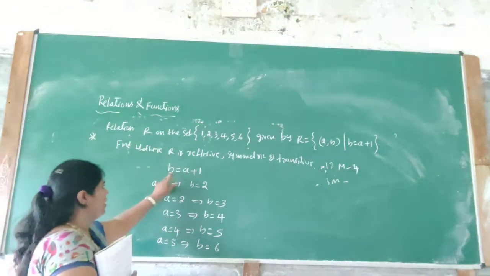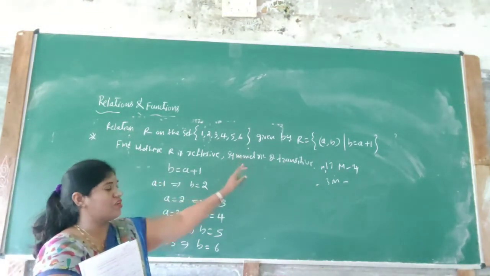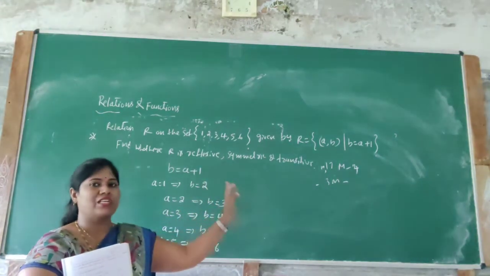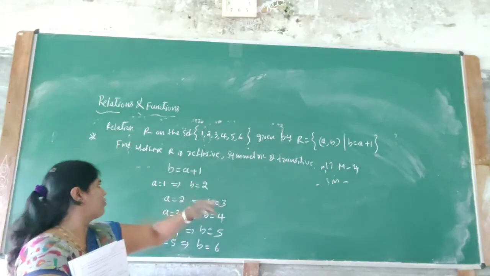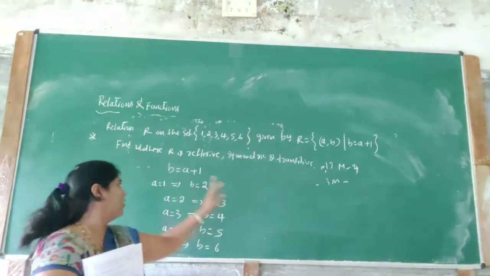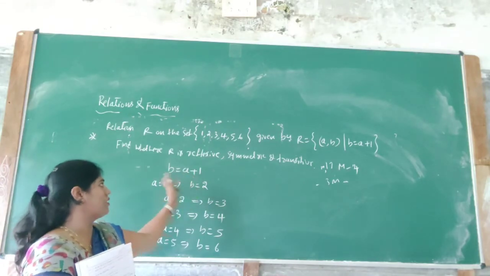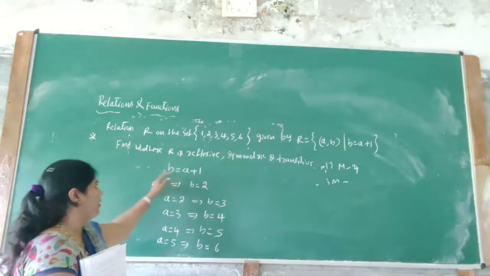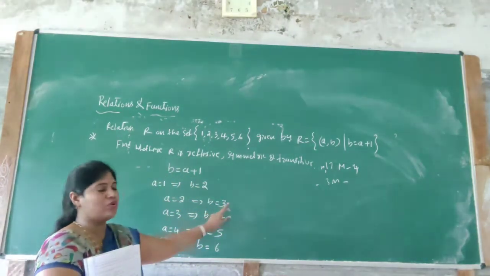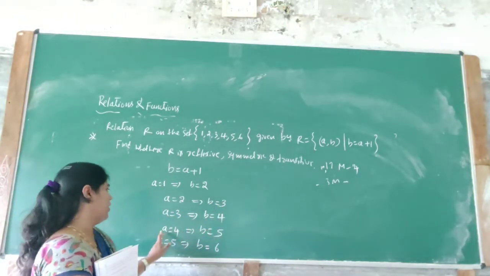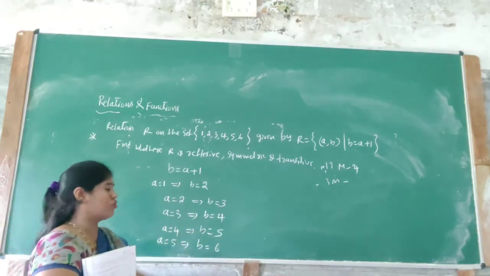We have to consider that equation because R is defined over the Cartesian product of (a, b) such that b = a + 1. If a = 1, b = a + 1, that is 1 + 1 = 2. If a = 2, b = 3. If a = 3, b = 4. If a = 4, b = 5.